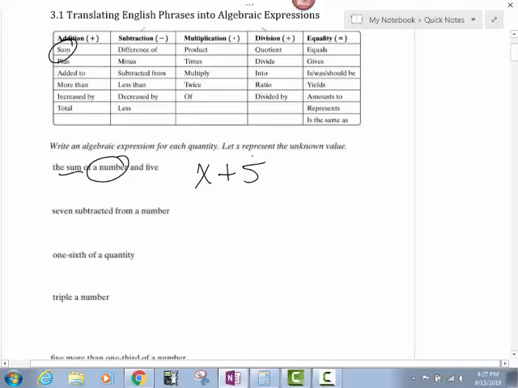7 subtracted from a number. Now, what are we doing with that number? We are subtracting the number 7. So it needs to be x minus 7. We're taking 7 away from something else.